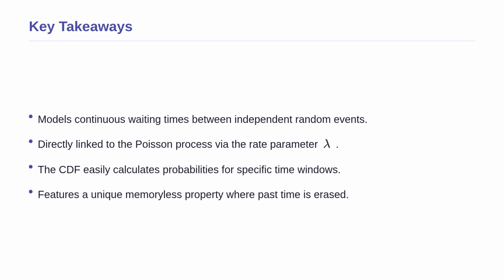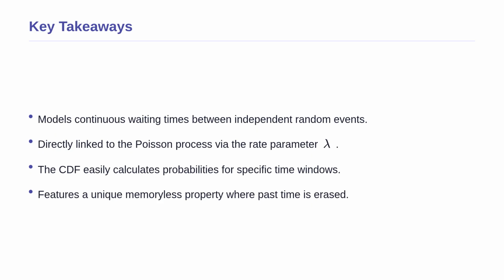We have covered a lot of ground today, so let us review the key takeaways. First, the exponential distribution is the ultimate mathematical model for continuous waiting times between random events. Second, it is directly linked to the Poisson process, translating the count of events into the time between those events using a single rate parameter, lambda.